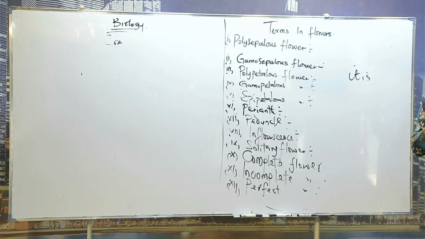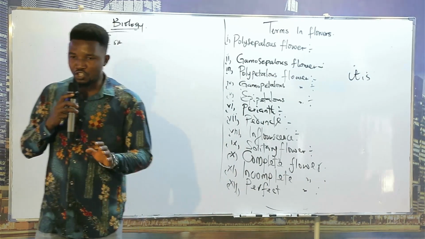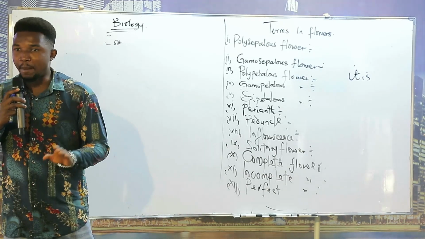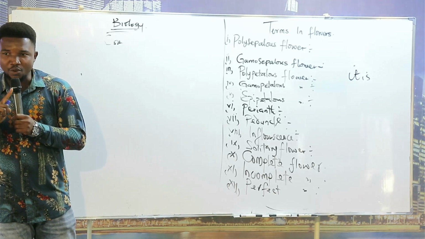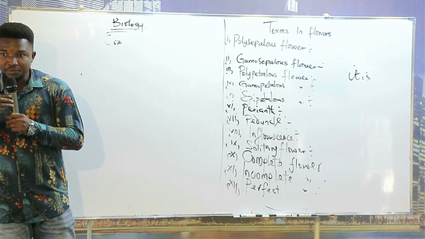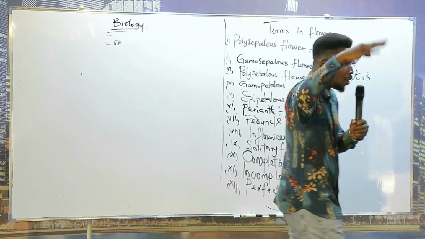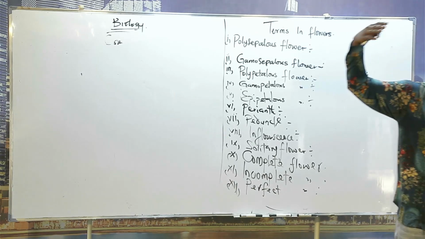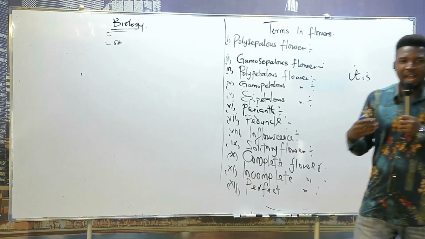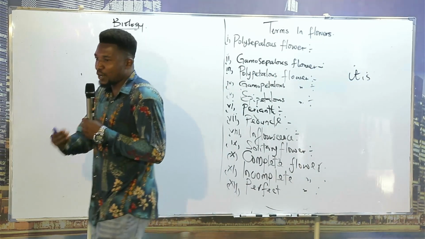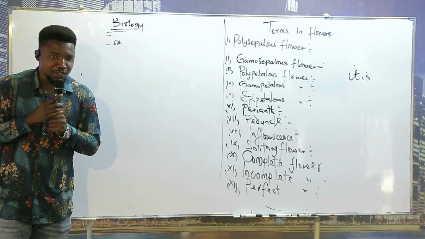Now listen first. Whenever you hear complete, we associate our definition with what? The 4 floral parts. But when it comes to perfect flower, we are only talking about the what? Essential parts. We don't care about other floral parts, whether they are missing or not. A perfect flower is a type of flower that has both the gynoecium and the androecium.